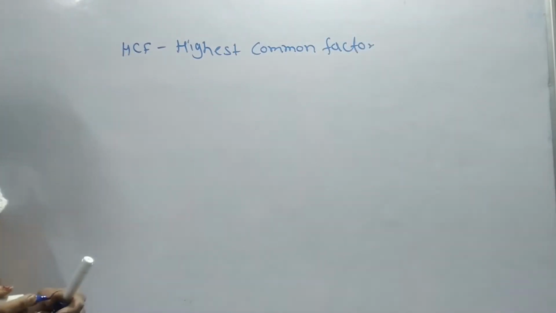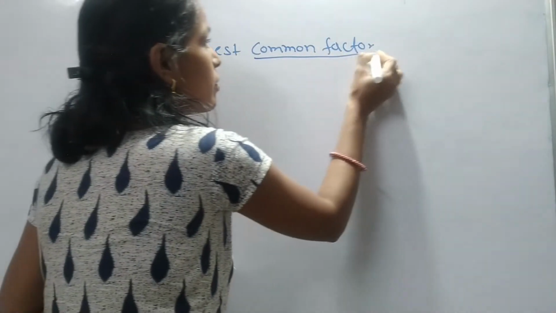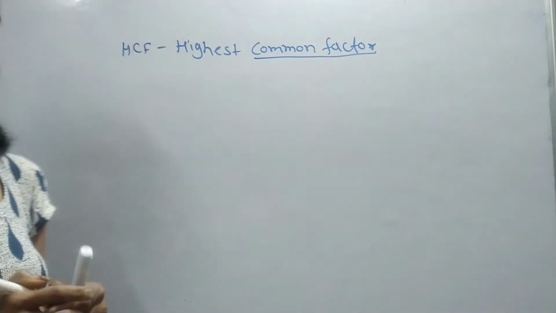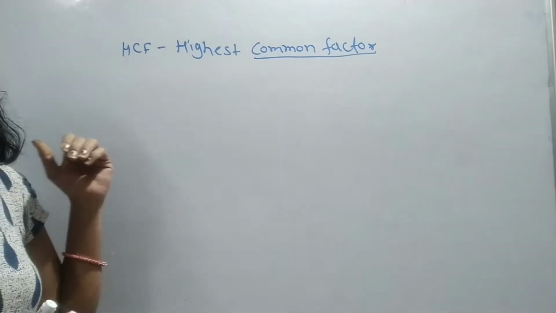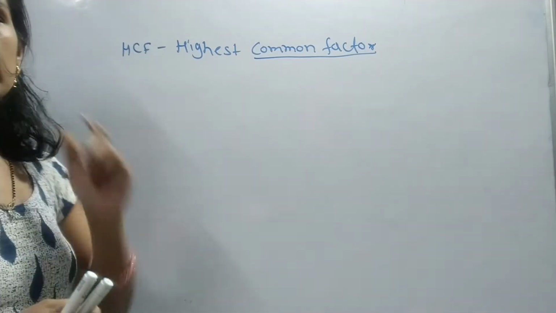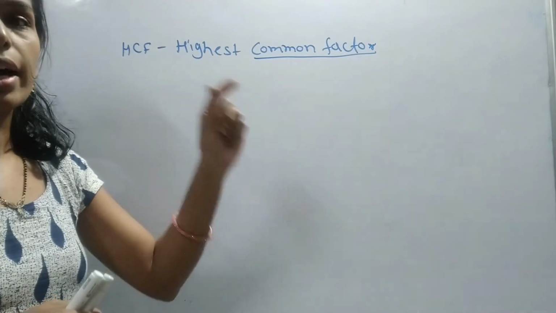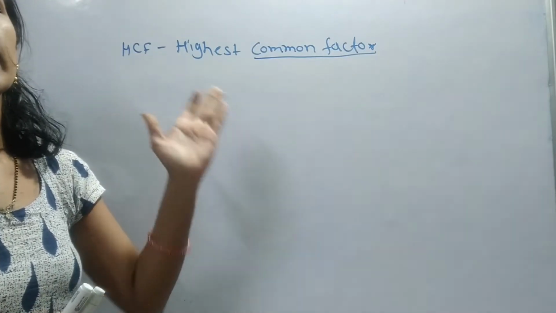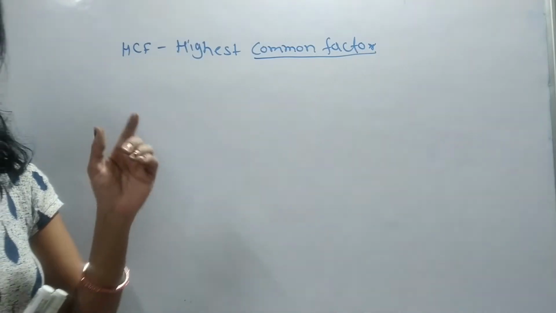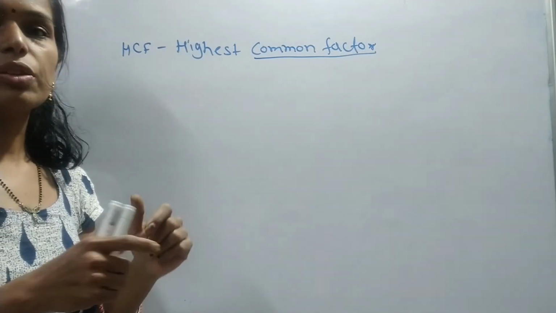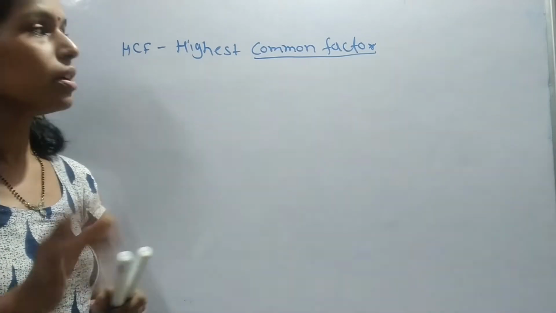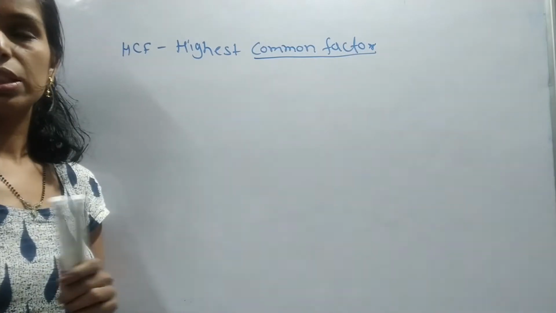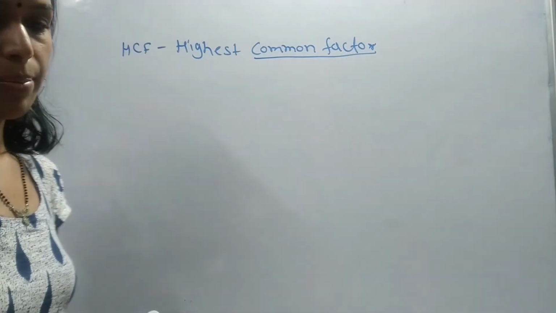In the previous lecture, we found the common factors of the given numbers. Now, in the same way, we have to find the common factors here also, but we just have to pick the highest among them. So for the highest common factor, we will find the factors of the given numbers, then find the common numbers among them, and from those common factors we will pick up the highest common factor. That will be the HCF of those two numbers. Let's see with an example.